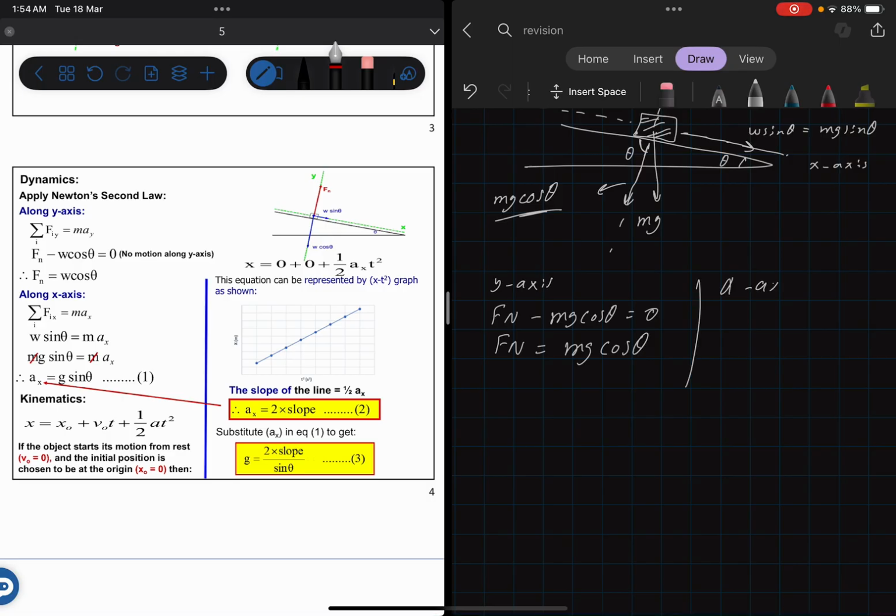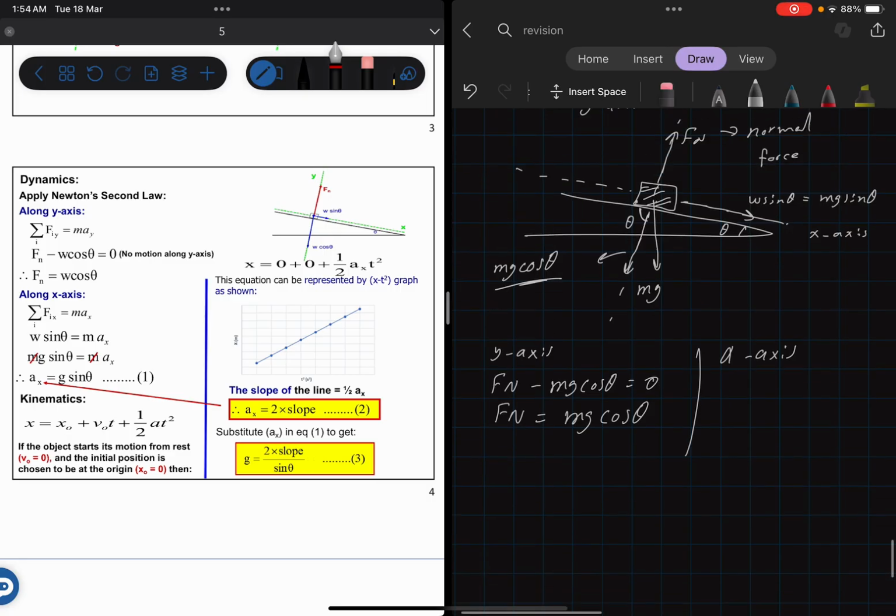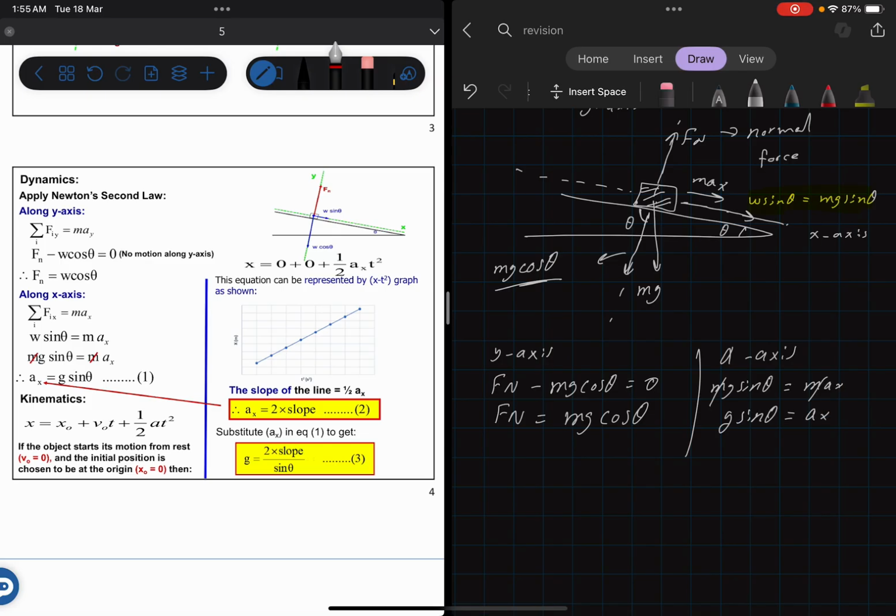So Fn equals mg cosine theta. For the x-axis we have mg sine theta equal max. Here we notice that m will cancel on both sides, and we end up with g sine theta equal ax. So ax equals g sine theta.